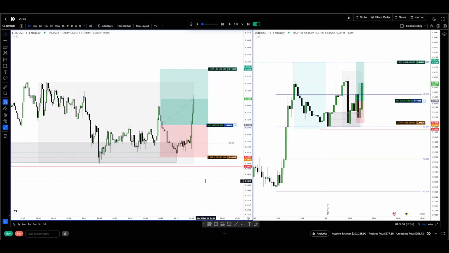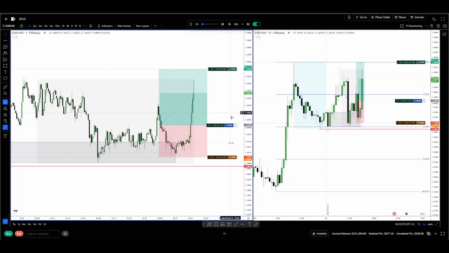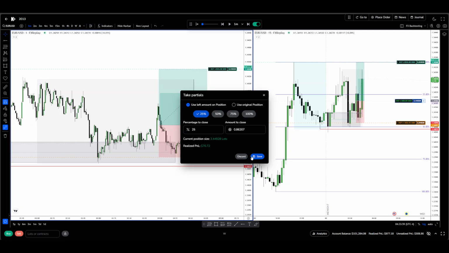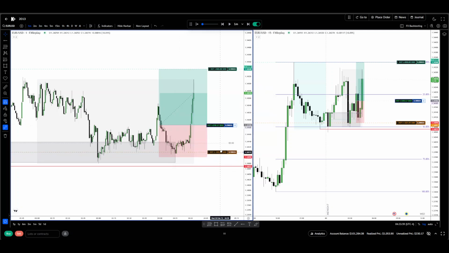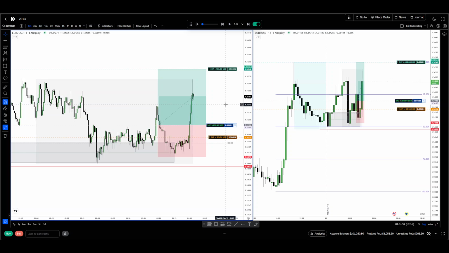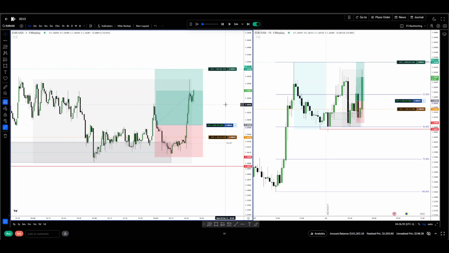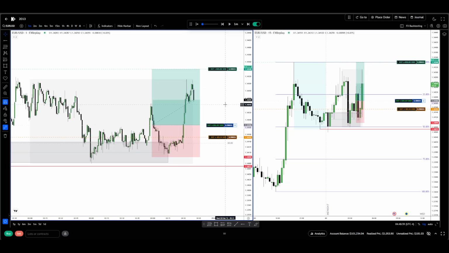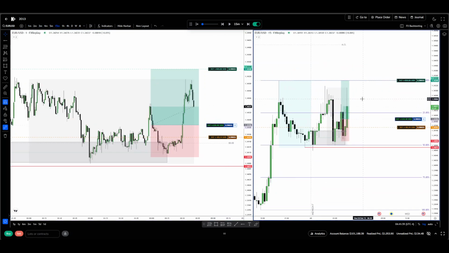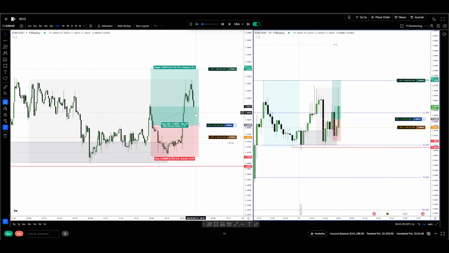Oh, my stop's still there. Okay, so price. I'd like to take off some and move my stop to the low of this value gap. I don't want the price to trade any lower than that. Okay, so what did price do? At this moment, we have created an order block.